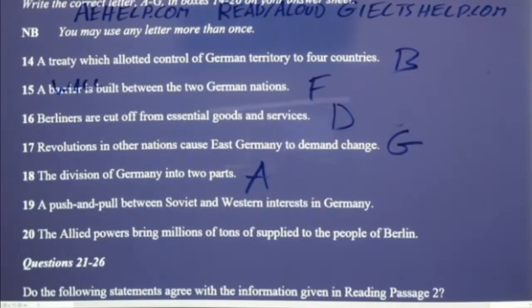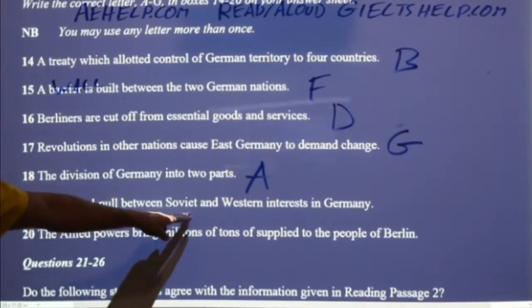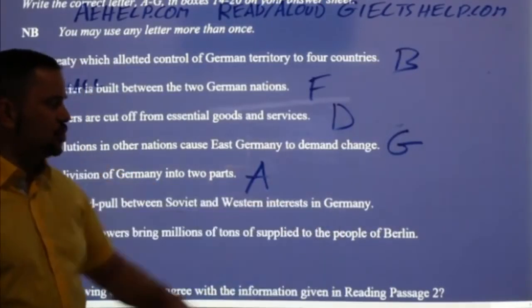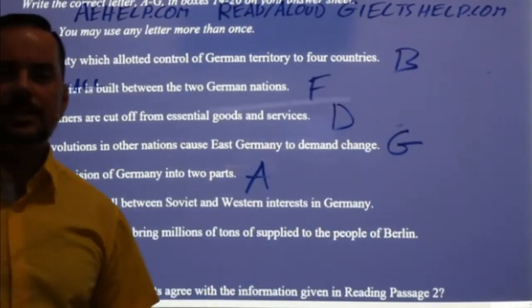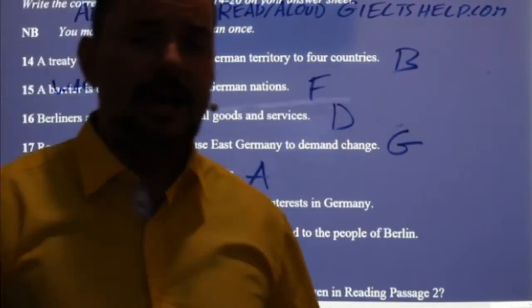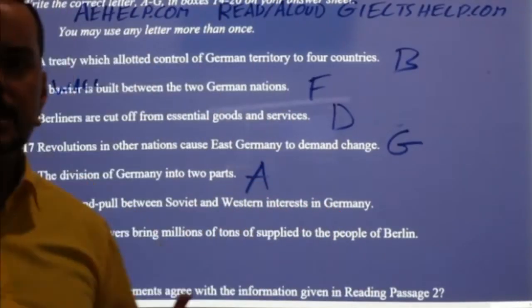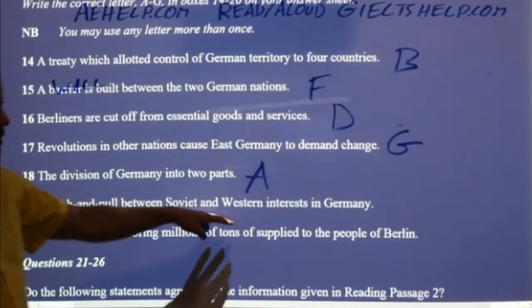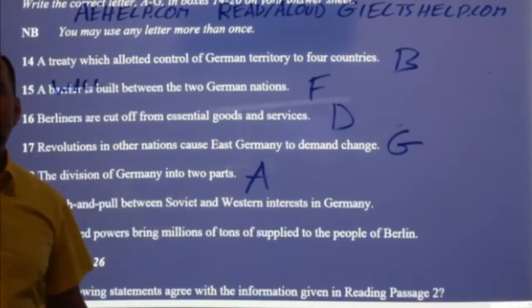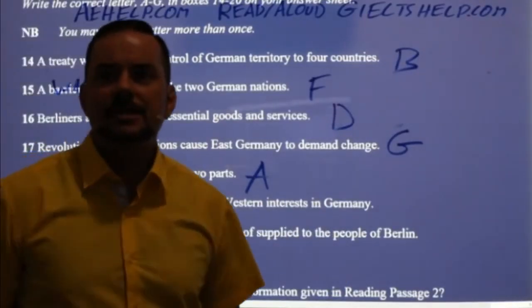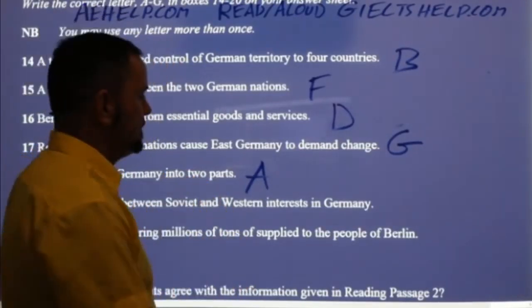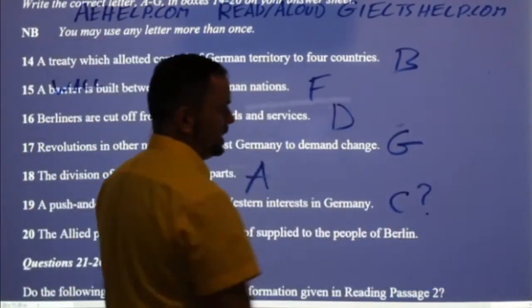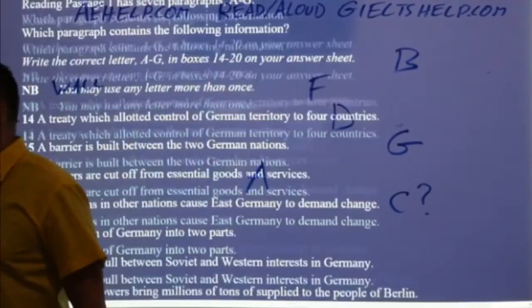Okay. Number 19, a push and pull between Soviet and Western interests in Germany. So that's where the conflict starts to happen. So again, that's probably somewhere in the beginning, maybe B or C possibly, a push and pull between Soviet and Western interests. So Kavod Nagiev is saying, I think that was C. So if you're like, I think it's C, go check it. Okay, you have enough time.